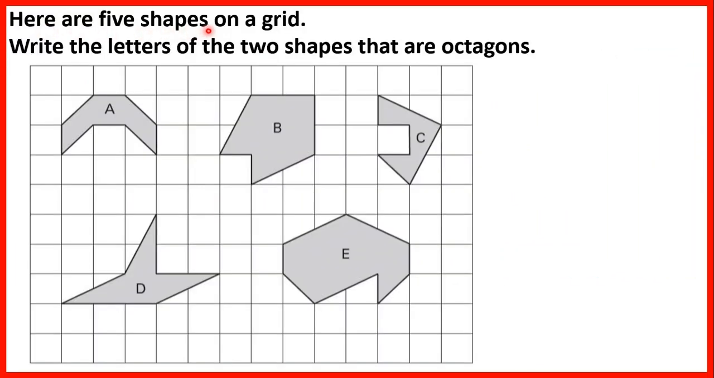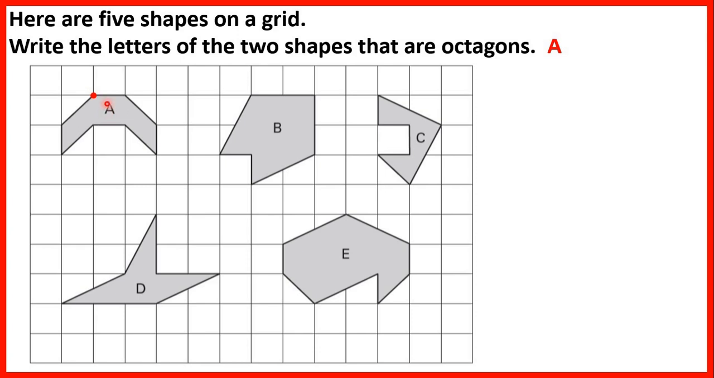Here are 5 shapes on a grid. Write the letters of the 2 shapes that are octagons. So remember, an octagon is a shape which has 8 sides. So we need to count the number of sides. The best way to do that is to draw a dot at the point where we start counting, and then we count 1, 2, 3, 4, 5, 6, 7, 8. And because we're back to the dot, we know that we've counted all of our sides.